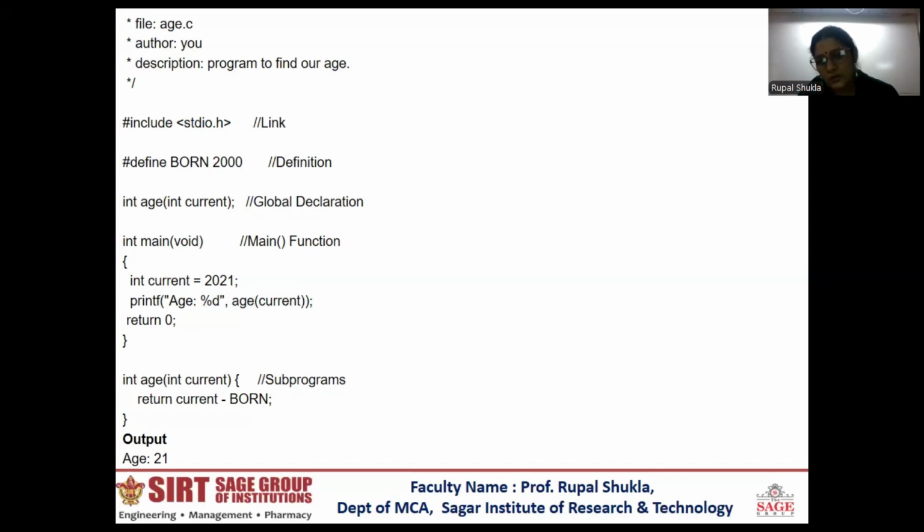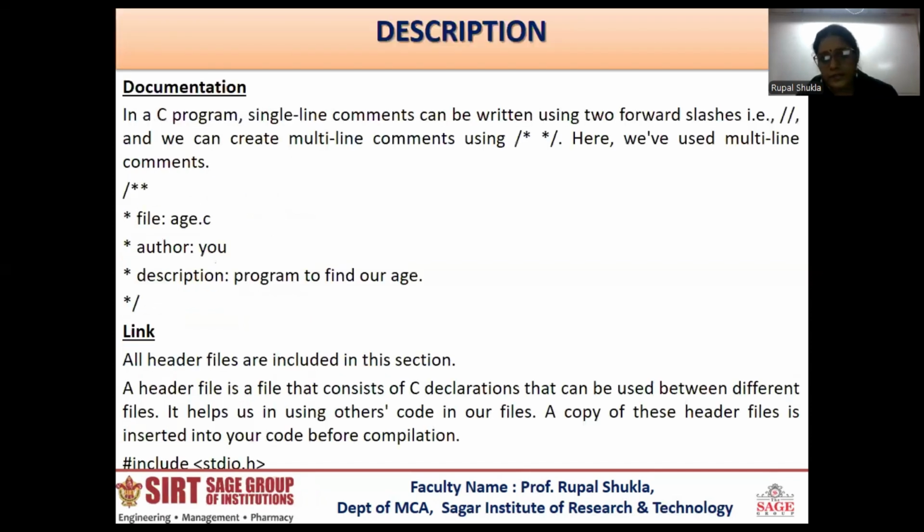It is a feature of functions that a function returns some value. So the return type is 0. Then int current. Now it is the subprograms and function definitions. Return current minus BORN. As I told you, the output is in the form of age. So age is 21.